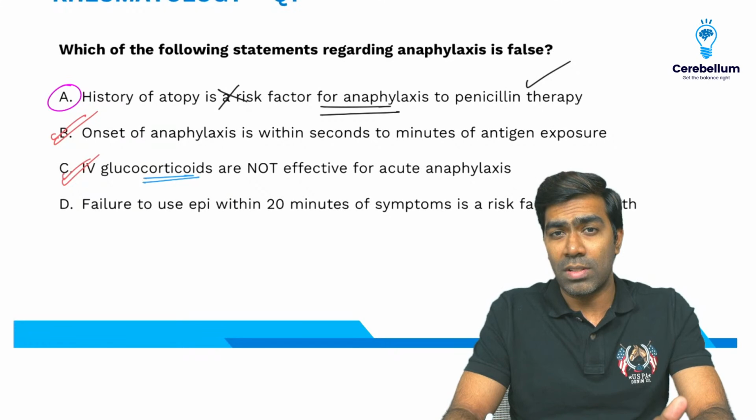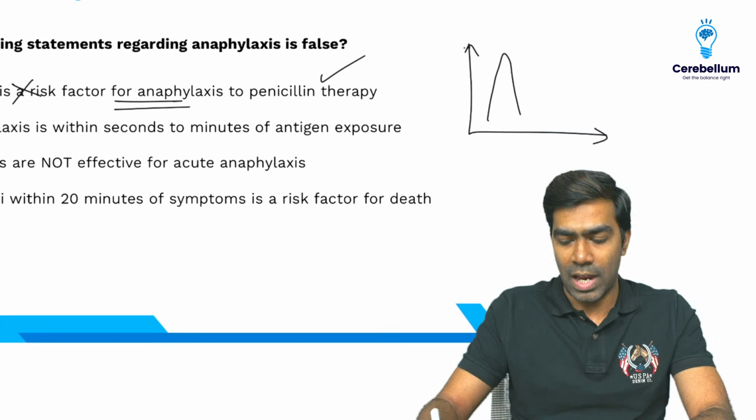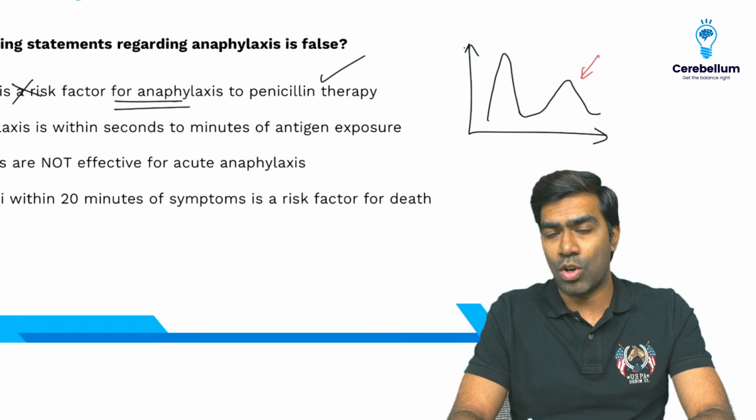That is to prevent the late reaction. That's called the second wind phenomenon. Initially you have the first wave, and after some time you get the second wave. That is the second wind phenomenon. So to prevent this second, future reaction, we are going to give IV glucocorticoids.